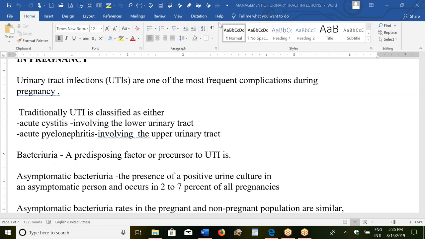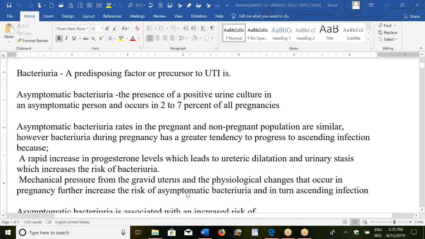And then your patient can have asymptomatic bacteriuria, which means the presence of a positive urine culture in an asymptomatic person, and it occurs in 2 to 7% of all pregnancies. Asymptomatic bacteriuria rates in the pregnant and non-pregnant population are similar.